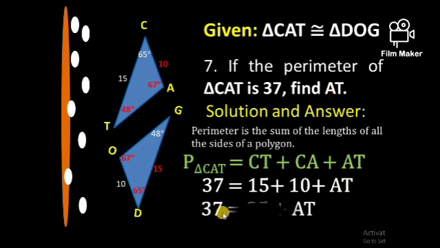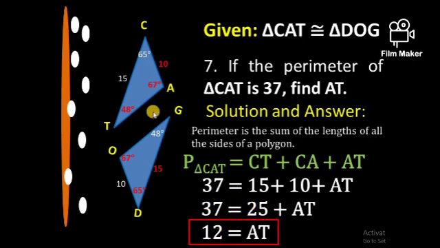Simplify. Copy 37. Then equals 15 plus 10 is equal to 25 plus AT. And segment AT now is equal to 12. So, ima-minus lang natin yung 37 and 25, so we have 12. Therefore, segment AT is equal to 12.